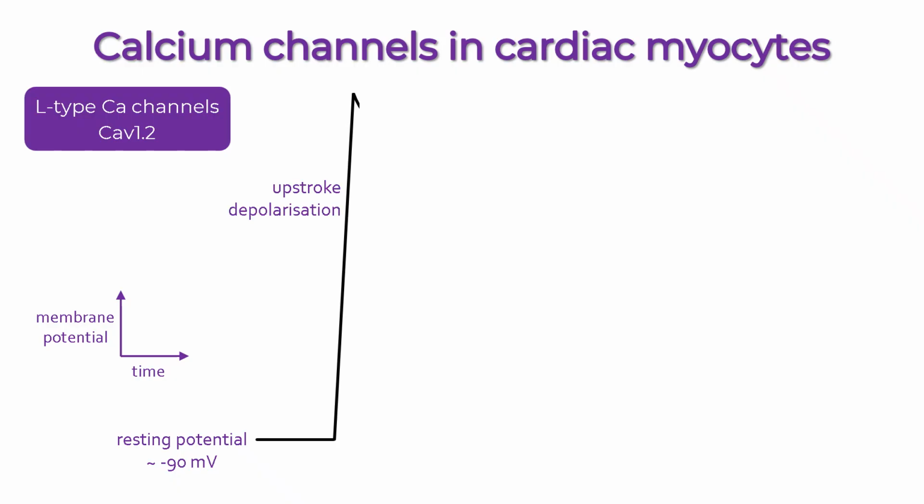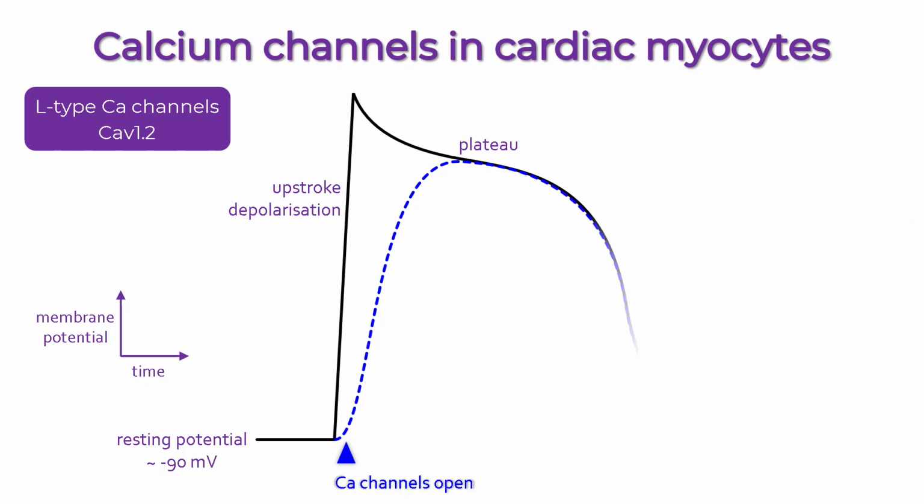This depolarization opens voltage-gated calcium channels, which activate more slowly and remain open during the prolonged plateau phase of the action potential. The plateau ends when calcium influx is overtaken by potassium efflux, repolarizing the cell.